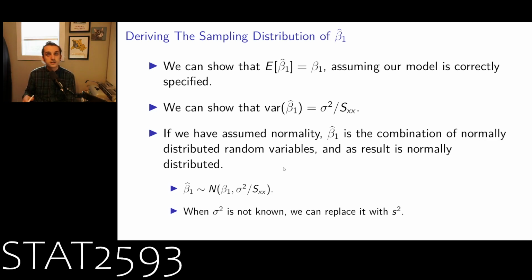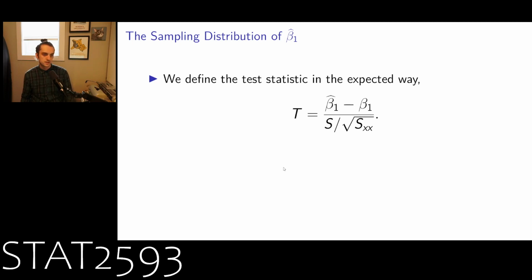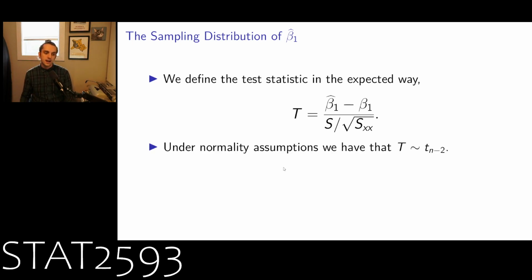So if you take the sum of squared errors, you divide by n minus 2, that's going to estimate sigma squared, right? And so we can define the test statistic to be beta hat 1 minus beta 1 divided by s, which we just talked about how we would get to, divided by the square root of the squared deviations here. And under normality assumptions, if we're assuming that the population is normally distributed, then this is going to follow a t-distribution with n minus 2 degrees of freedom.